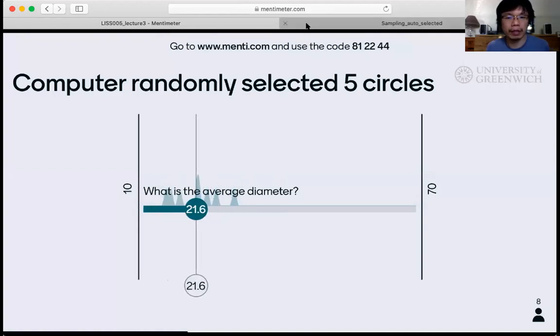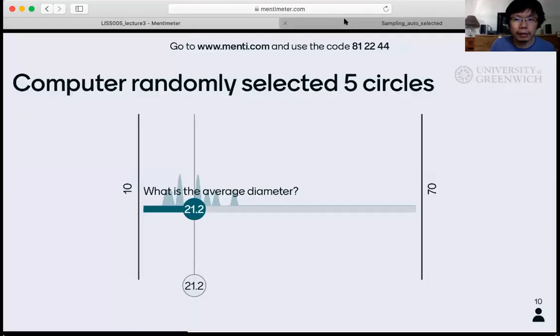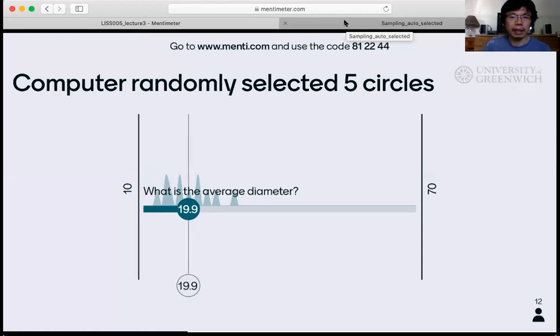So 8 of you have entered. Yes, that's the value that I see on the screen. Again, just generate sample once, and then just enter it. This actually works better with more people, and we only have like 18 people. It's a different Menti, so the description is a bit different, saying computer randomly selects. But it's always the same Menti that I've shown on the screen.